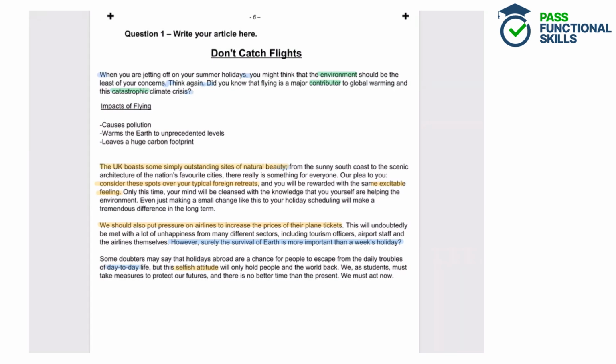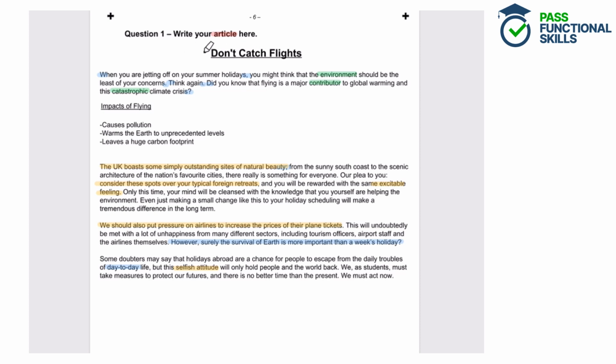When you're writing your answers, you should also be thinking about the formatting and organisation of your text. So you want to choose an appropriate range of organisational features that are going to be matching with the text type, the audience and the purpose of the text. So we've been told that we need to write an article.